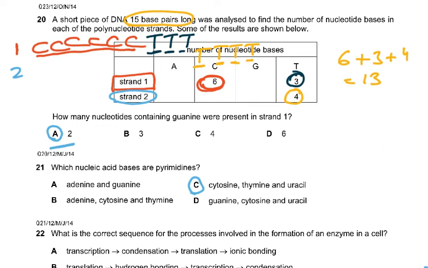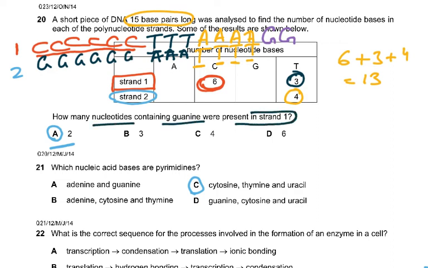So what is left now is the G's here. Because if you do complementary base pairing, this would be an A here, A here, A here, and A here. And this would be A here. Because it says 15 base pairs, and this would be all the G's here. It says how many nucleotides containing guanine were present in strand 1. So in strand 1, we have 6 C's, 3 T's and 4 A's, so what is left is 2 G's. So that is why the answer was 2.